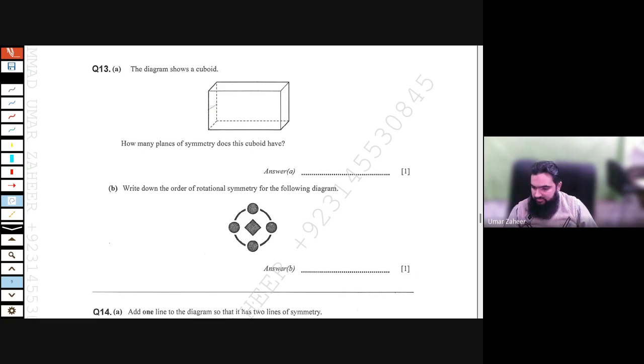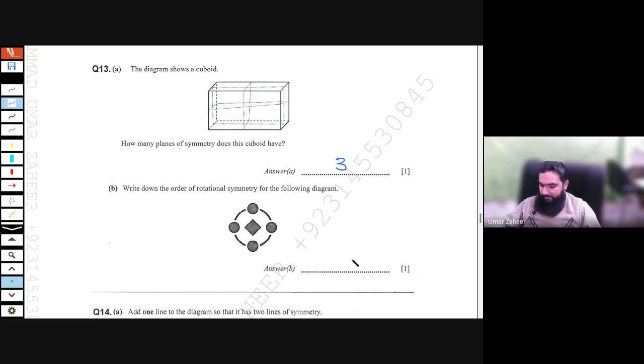So this is the one plane, the second plane. Where is the third plane? Yeah, this one. First off and last off. These are the planes. So we have three planes of symmetry.